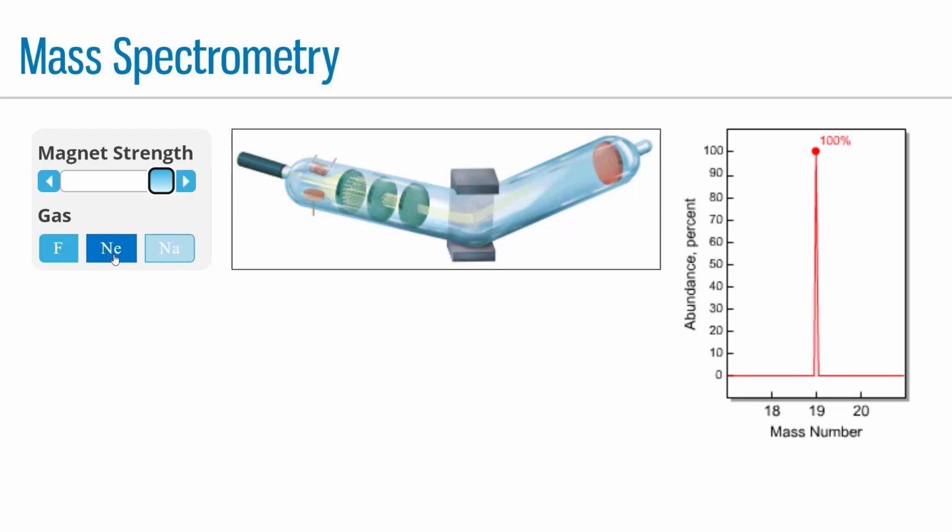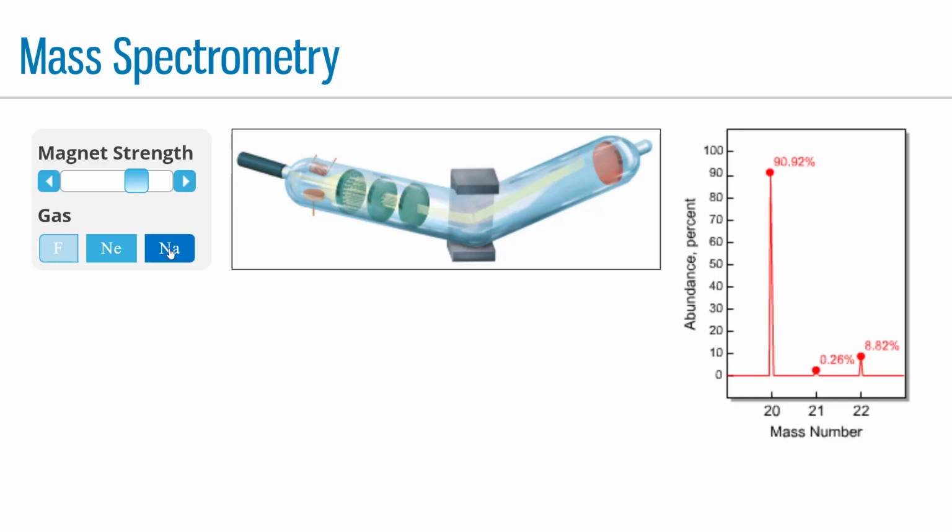Now I'm going to change over to neon. We'll do the same thing, increase the magnet strength, and watch the beams as they start bending. Now we get the first beam hitting the detector, a little over 90% abundance. We increase the magnet strength, and now we have a second one hit. That second one is just barely a blip, so a very small percentage. And then as we keep increasing, we have a third particle hit at a little higher percentage, about 8.8%. And if I keep increasing it, the beams go completely off and no longer strike the detector.